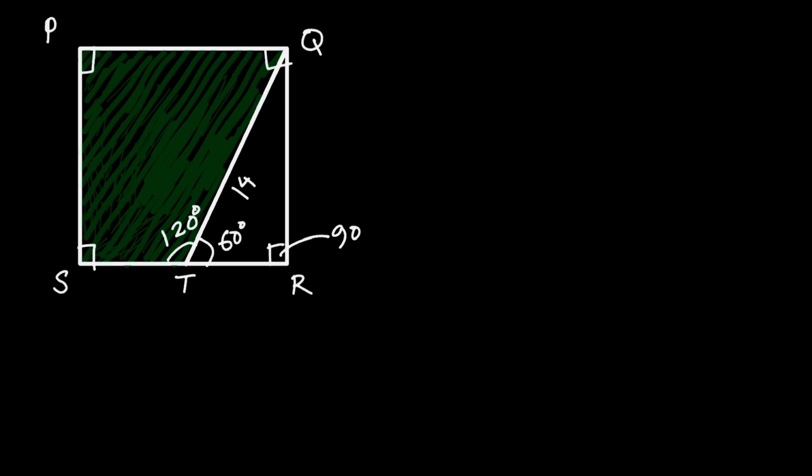Let's look at this step carefully. In a 30-60-90 triangle, the side opposite 30 degrees is exactly half the hypotenuse. Here, the hypotenuse is QT, and its length is 14. The side opposite the 30-degree angle is RT. Therefore, RT equals 14 divided by 2, which gives us 7.